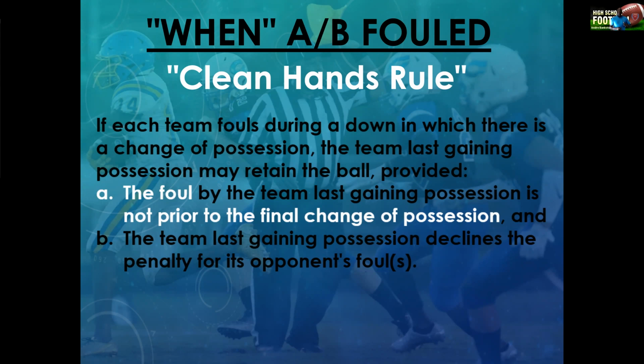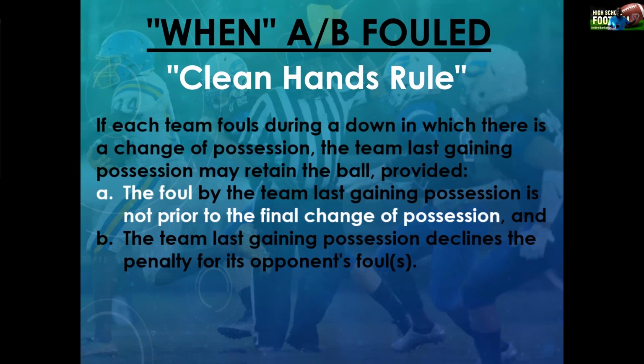Now, let's say we have a block in the back by a B player because now they've changed possession, they're very excited. One of his teammates blocked a player in the back as he's trying to score a touchdown. Now we have a foul on B. But let's say A was in a legal formation, right? They snapped the ball, intercepted. On the return, B had a block in the back. So now we have two fouls, right? However, B, because he gained possession of the ball with clean hands, may retain the ball if he declines a foul, right?